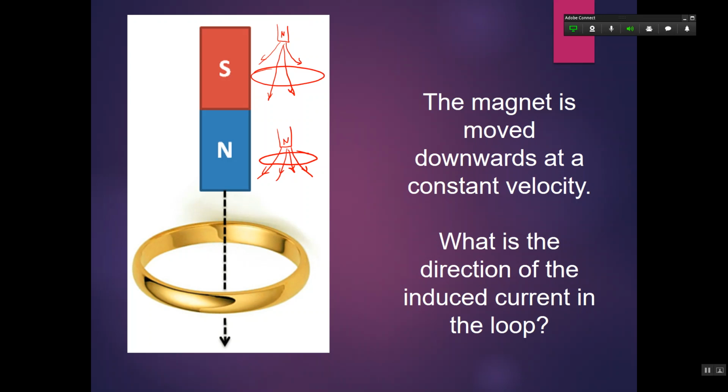Do you think the induced magnetic field is downwards or upwards? Upwards, very good. Your B induced is upwards. If my B induced is upwards, which direction is my current going to be going in? Counterclockwise.